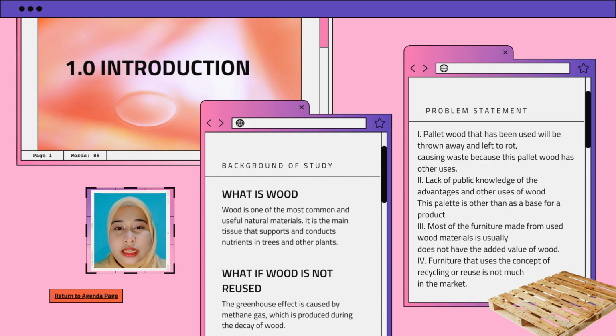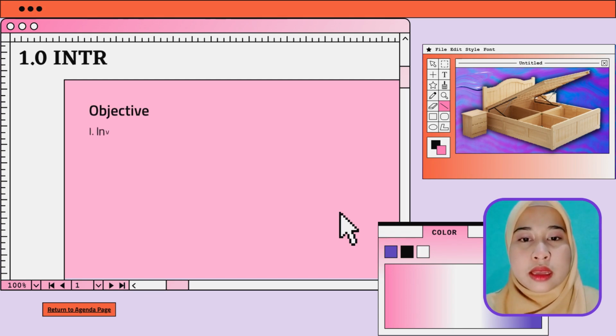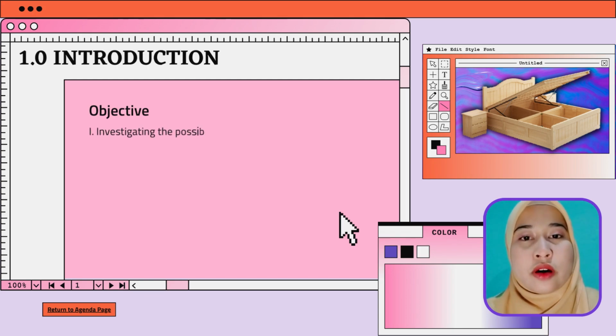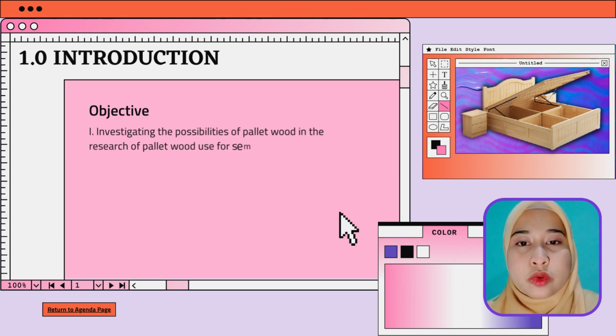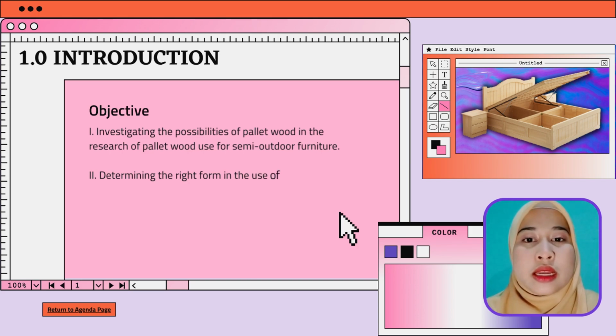Fourth, furniture that uses the concept of recycling or reuse is not much in the market. Next, the objective of this project is first, investigating the possibility of pellet wood in the research of pellet wood used for semi-outdoor furniture.